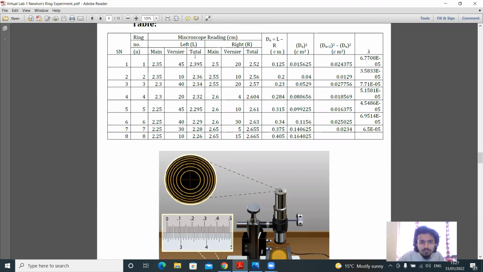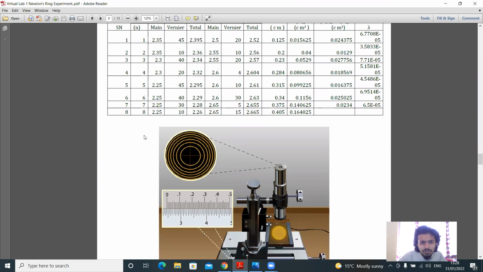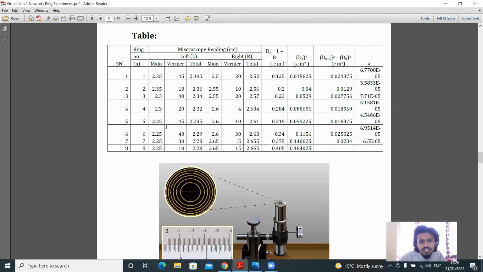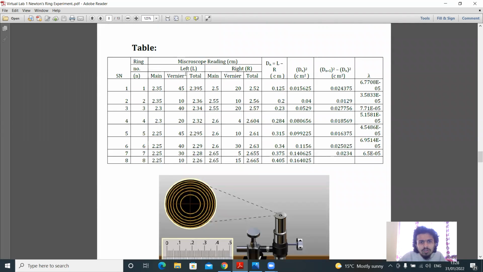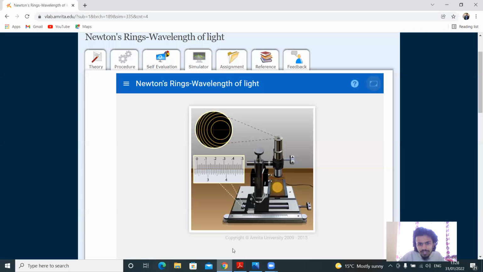First of all, to find the diameter of the ring formed, keeping the microscope position on the left, for ring number, I have taken the diameter up to the 8th ring, counting this ring as first ring, second ring, third ring, similarly up to the 8th ring. So first left and then right, we find the diameter of the ring. In this experiment, we do it like this.